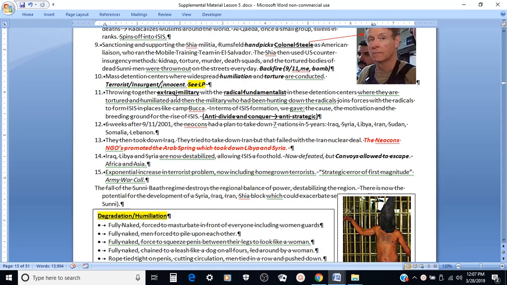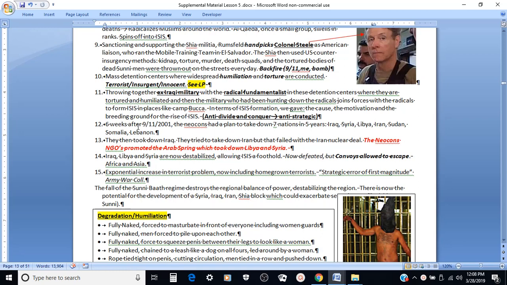Throwing together ex-Iraqi military who were hunting down the radicals before with the radical fundamentalists in these detention camps where they are tortured and humiliated, and then the military who had been hunting down the radicals joined forces with the radicals to form ISIS in places like Camp Bucca. Now, in terms of ISIS formation, we gave them the cause, the motivation, the breeding ground for the rise of ISIS. It's anti-divide and conquer, anti-strategic.